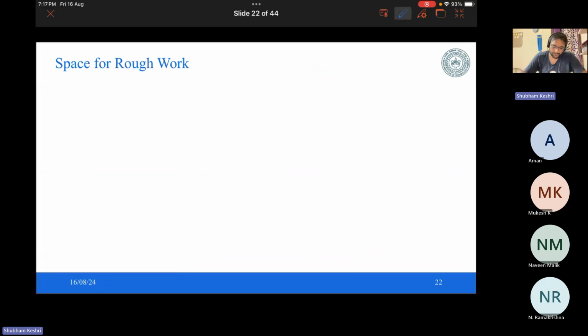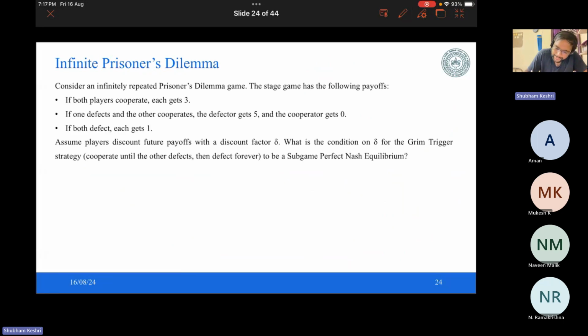Yeah. Okay. So this is an interesting game. This is an infinite prisoner's dilemma. We have seen a one-stage prisoner's dilemma where they can either cooperate or defect. So I have used this idea of cooperate and defect. When both cooperate, they get a utility of 3. When one defects and one cooperates, the person who is defecting gets 5 and the other gets 0. And when both defect, they get a utility of 1.